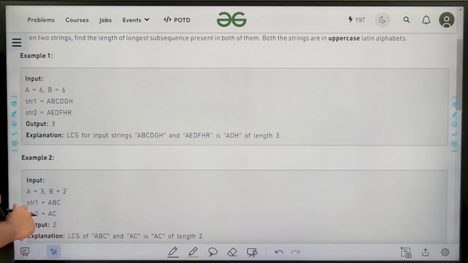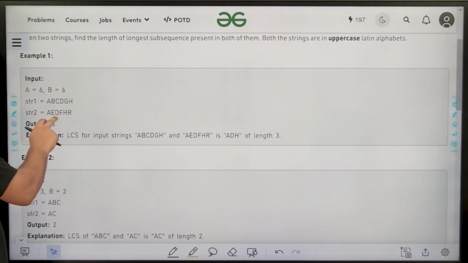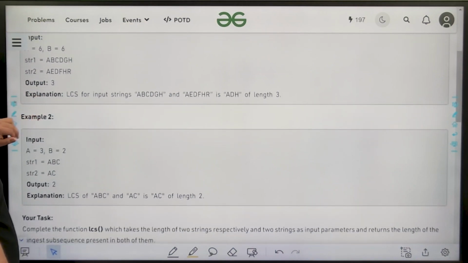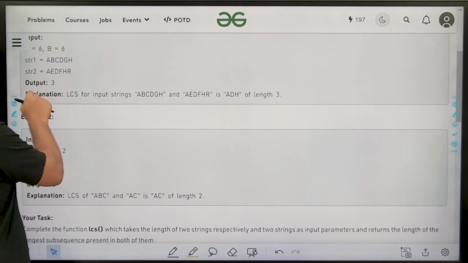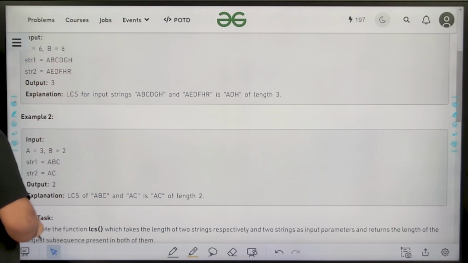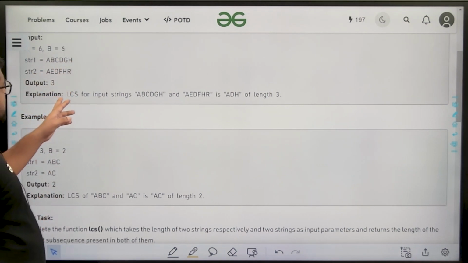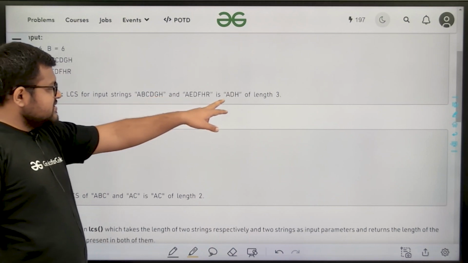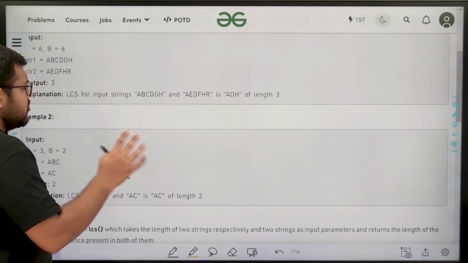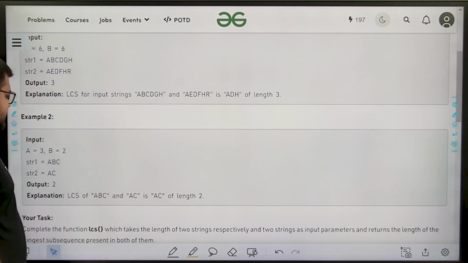If we look at this example, here we are given string 1 equals ABCDH and string 2 equals ADFHR. Here the output is 3. What can be the longest common subsequence? ADH, and ADH is present in both of them. So the longest common subsequence for this and this is ADH of length 3. Out of all the common subsequences, this is of maximum length.